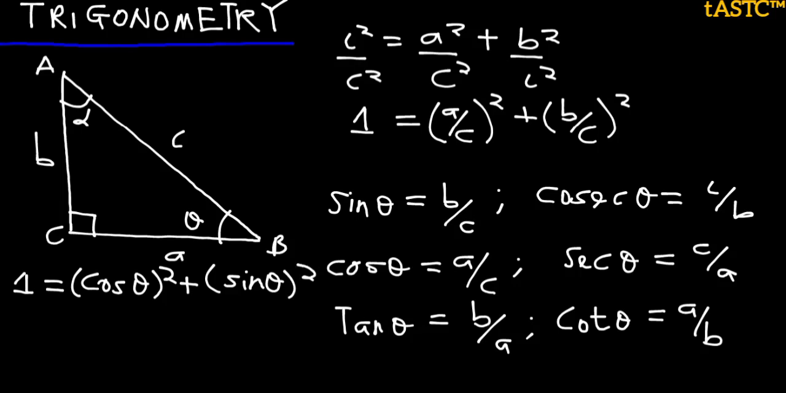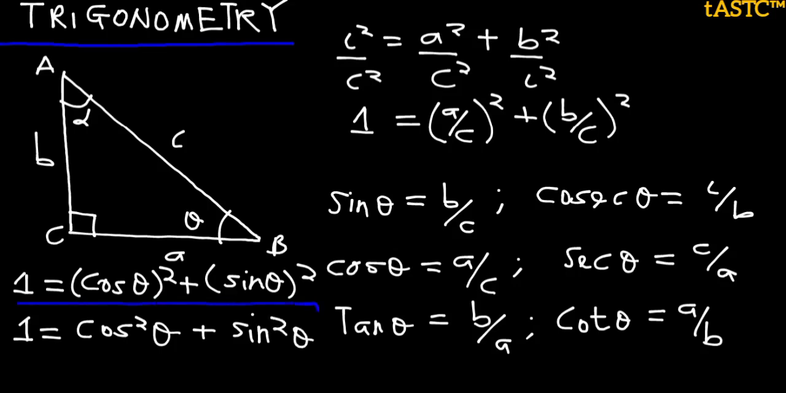Now from trigonometry, you have the chance to take this power and place it between cosine and the angle theta. So we should have this: cos squared theta plus sine squared theta. And so that will be basically it. This is the first trigonometric identity in trig.